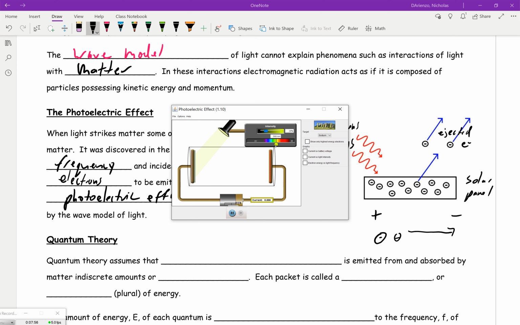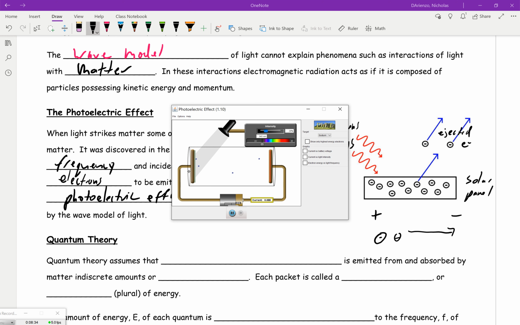Now, as we get to a smaller, shorter wavelength, we're in the blue region now, we start to see some electrons being emitted from this piece of sodium metal. Not a lot, but we do see some being emitted. If we increase the frequency, decrease the wavelength, we start to see a current being generated here and more electrons moving across this region here.